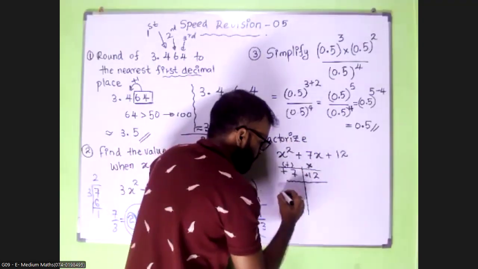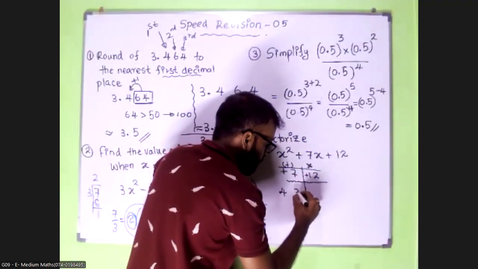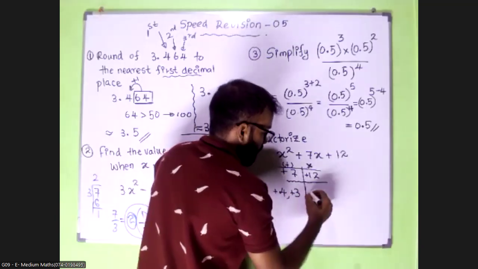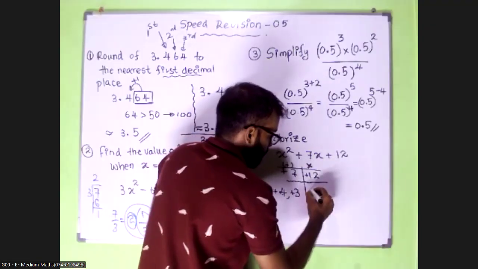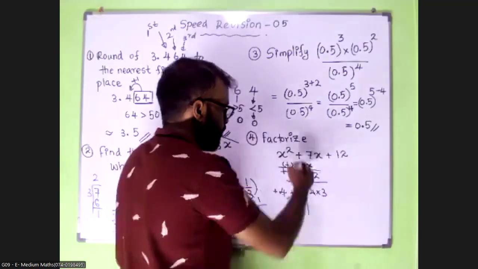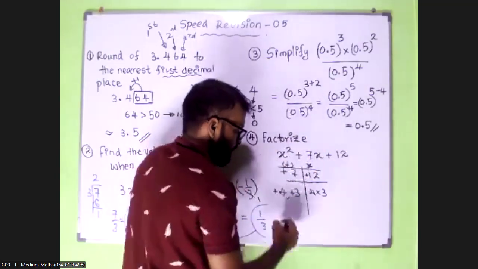So 4 is one factor and 3 is the other factor. Both numbers should be positive. 4 plus 3 is 7, 4 times 3 is 12. Okay. So these are the two numbers that I am going to use to factorize this.